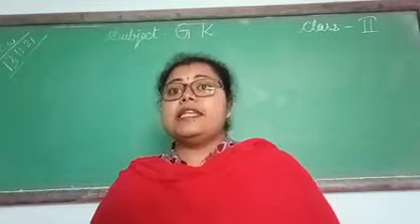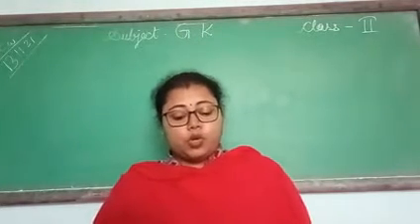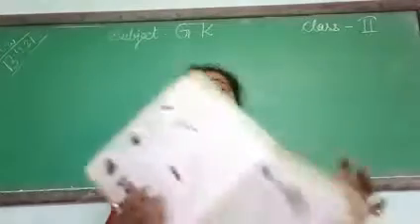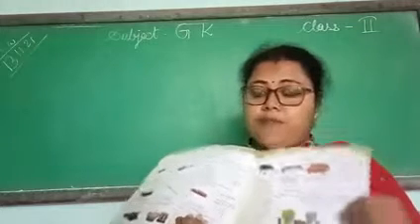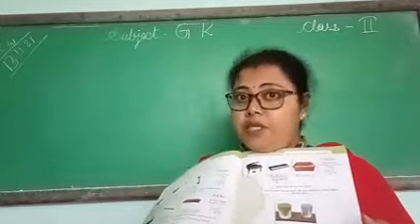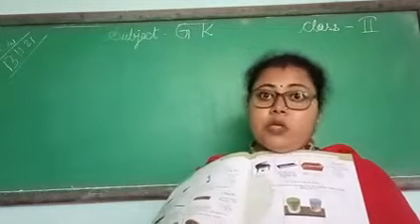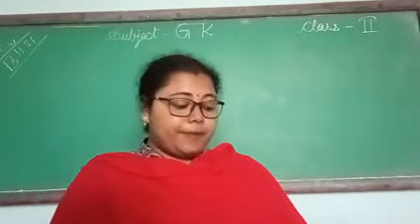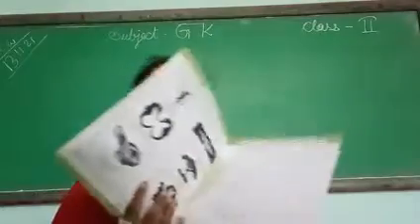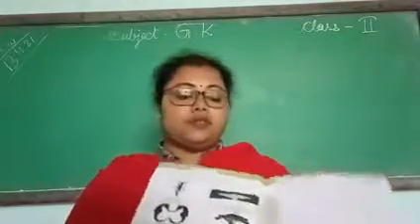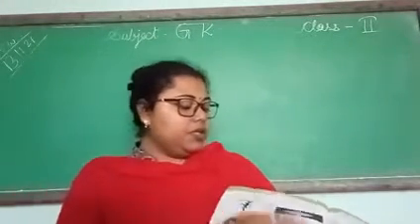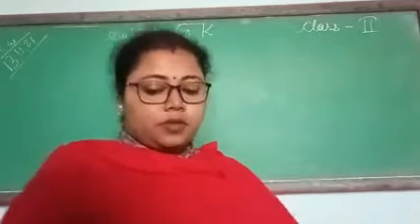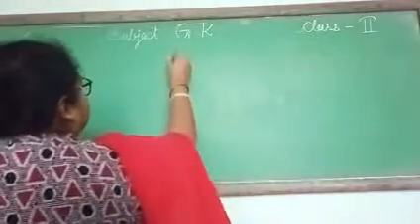In GK last time I explained up to musical instruments. Till here I have explained each and everything. Now today we are going to do page number 46. This is what is written: Optical illusion.